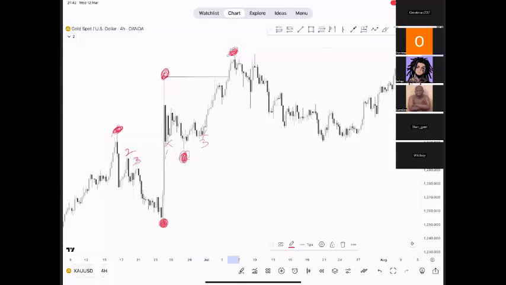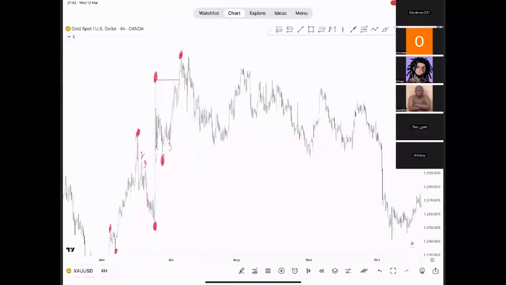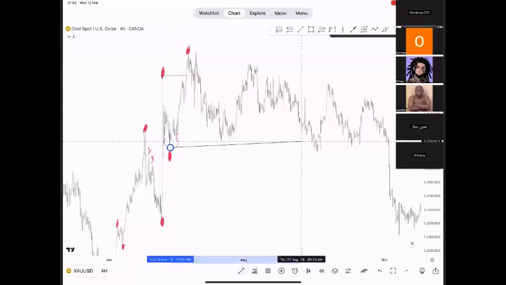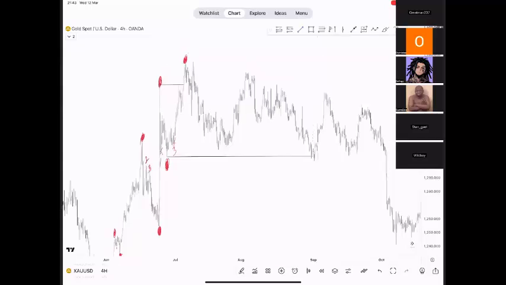Right? And if you look at what happened after this, price went ahead to take out our higher low at this point. The moment price takes out a higher low, what is it called? This was the higher low.